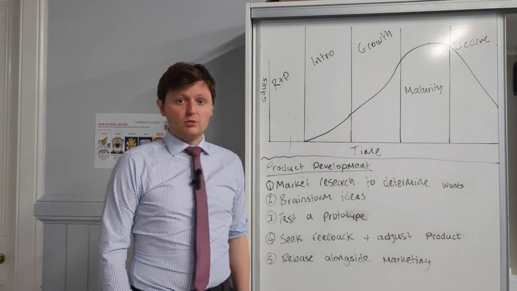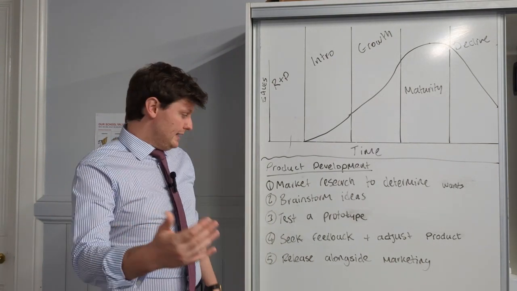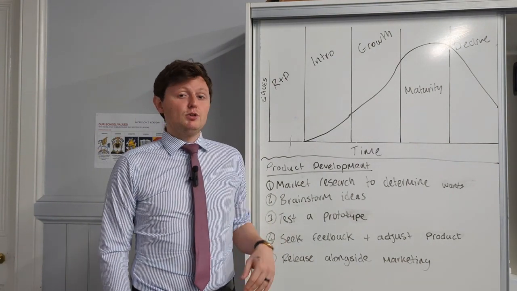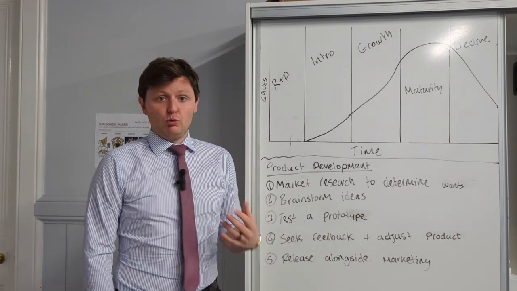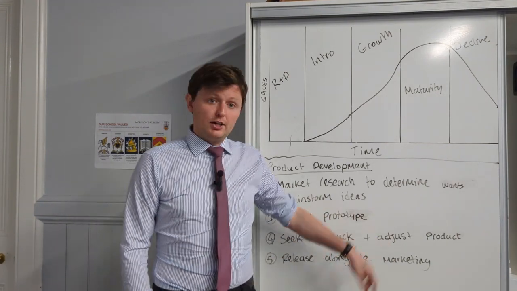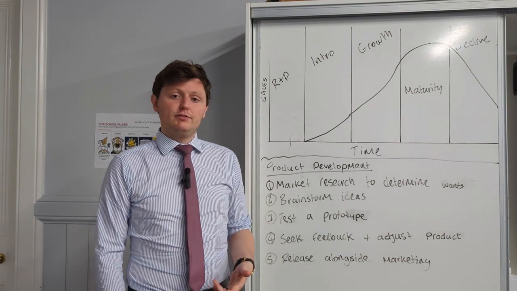And that leads to step 4. We use the prototype, let customers test it out and seek some feedback. So we want to know what they like about the product and what they don't like about the product so that we can start to adjust our product based on the customer feedback.